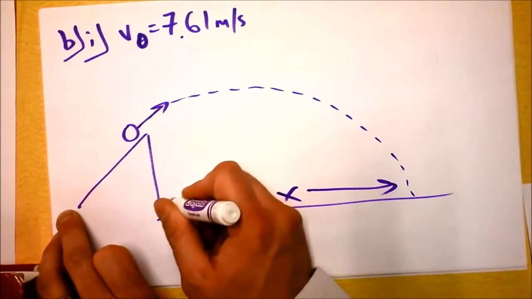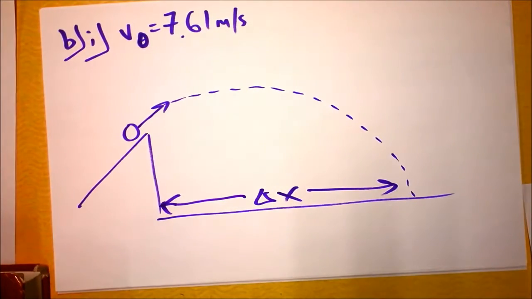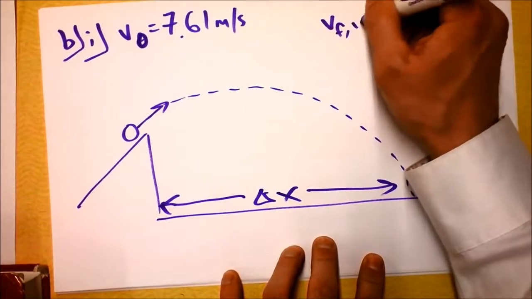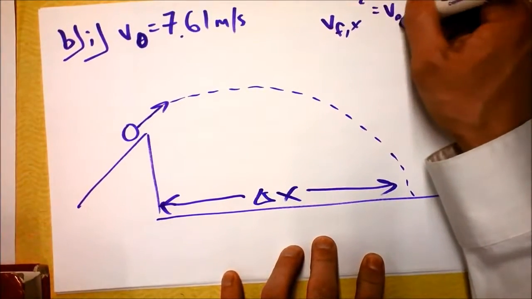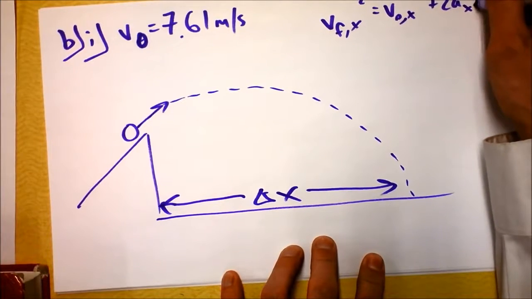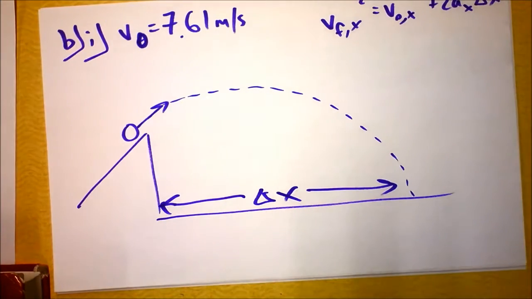How are we going to find delta x? Go. Tail of 2 squares. Tail of 2 squares, a fine idea. In the x direction or in the y direction? X. Tail of 2 squares says the final velocity in the x direction squared is the initial velocity in the x direction squared plus 2 times the acceleration in the x direction times delta x. What's the acceleration in the x direction?